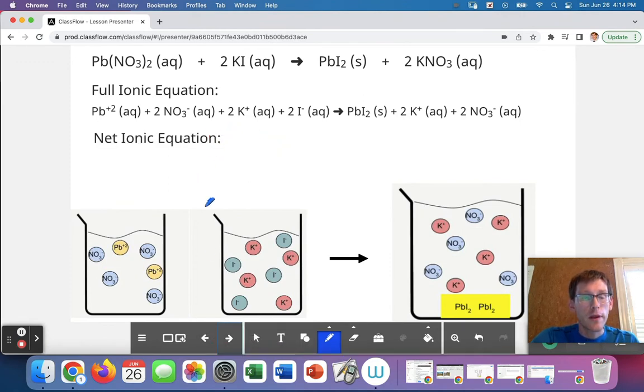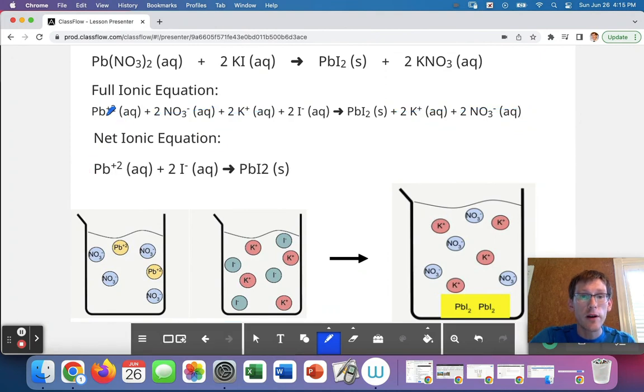And so if we want to write the net ionic equation, what we have to do is just take the full ionic equation and cancel out the spectator ions. We see 2 nitrate anions on the left and 2 nitrate anions on the right. We cancel them out. The same thing can be done for the potassiums on the left and the right. And so when we write our net ionic equation, it's just the lead, positive 2, and 2 iodides that react together to form PbI2, and that should be a subscript of 2 for the iodide.